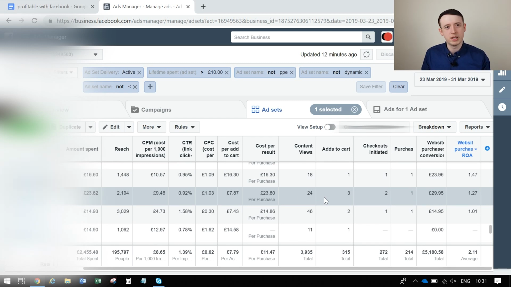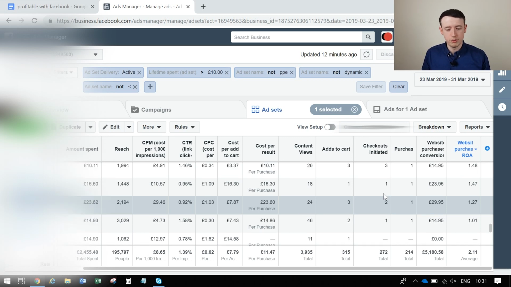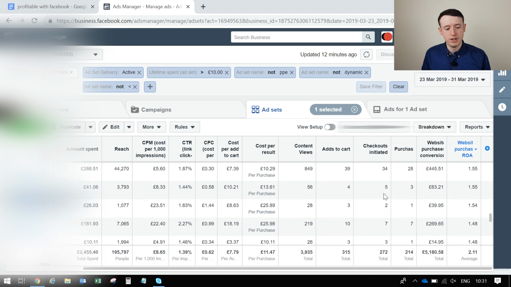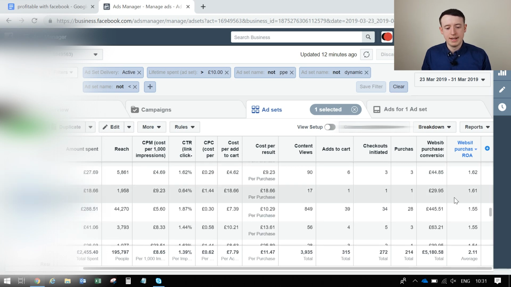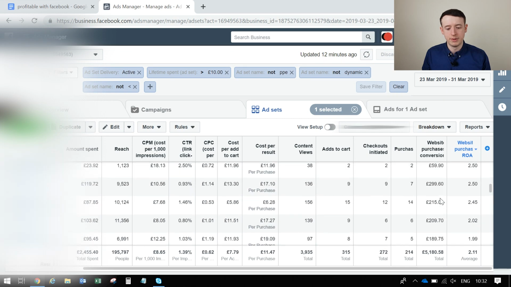I'd kind of go into a bit of a loss with it just to see if Facebook can optimize it a little bit better and try and find the right audience that's going to purchase from it. If after the next day or 2 it's still not profitable, then I would just switch that off. And then just go through each of these, switching them off until you reach your break-even ROAS point. And once you get to that point, you can start looking at your profitable ad sets.